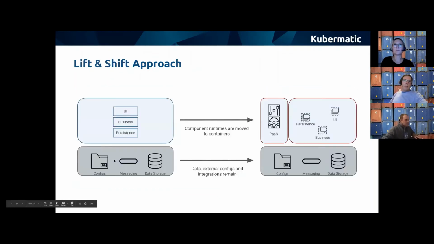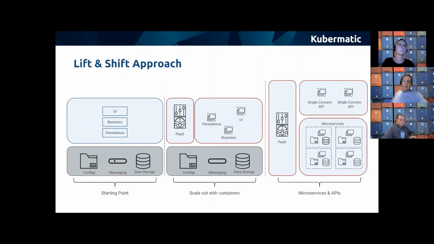So lift and shift. In this classical lift and shift approach, the components of the service will be moved into containers on any kind of PaaS solution, whereas the data, external configs, and integration points will still remain, I think, quite known. What we can see here is that the components of the service, and this is just an example where we split it into UI, the business logic, and the persistent data, have been moved into containers, and each component is able to scale out on demand with containers, and afterwards shift feature by feature into microservices.